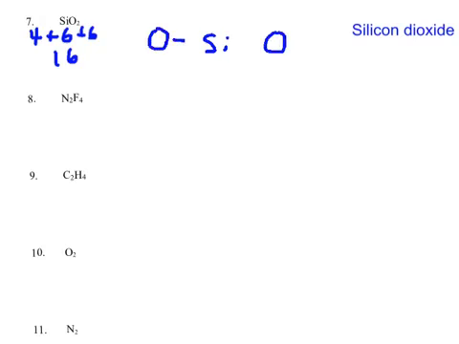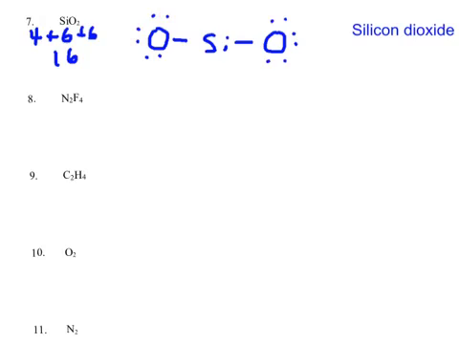Connect the oxygens to the silicon with single bonds. That's 4 electrons. I'm going to distribute the remaining ones in pairs. So 2, 4, 6, 8, 10, 12, 14, 16. Just ran out. Now I want to see if I have octets.